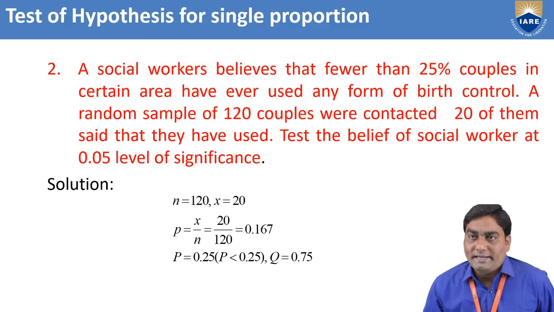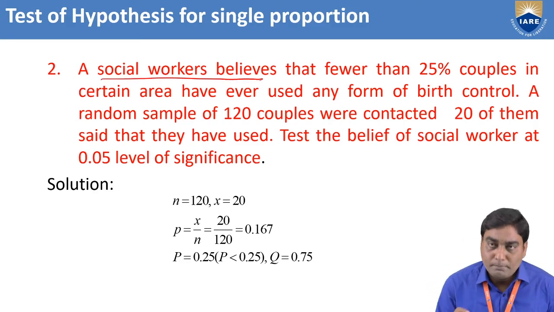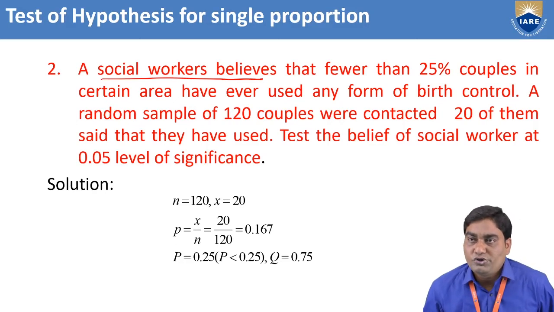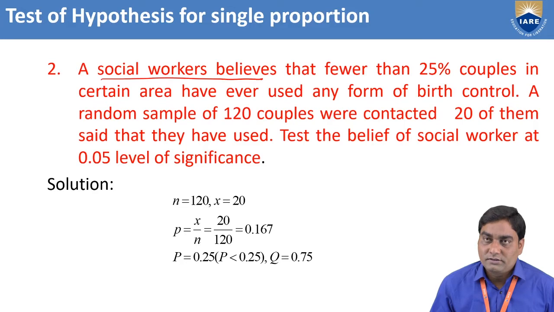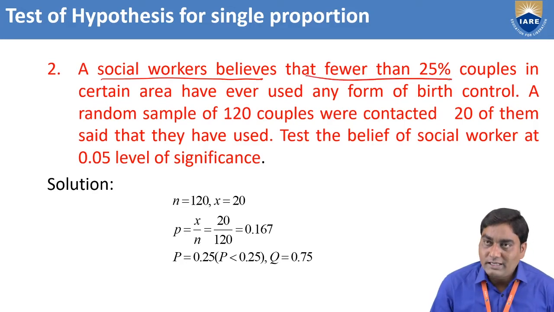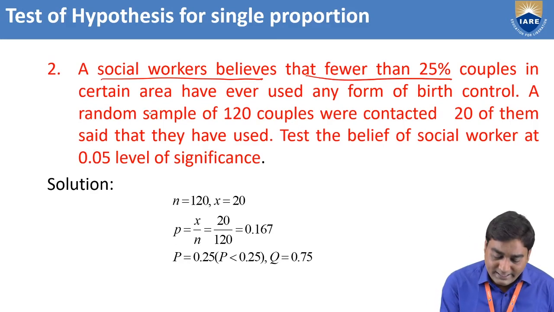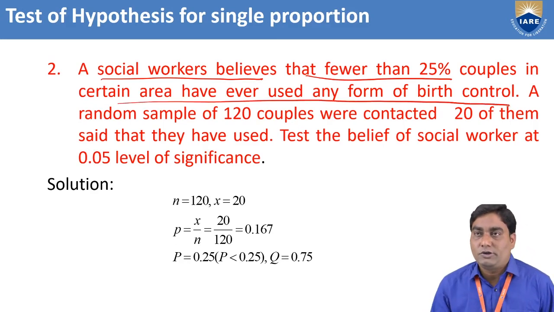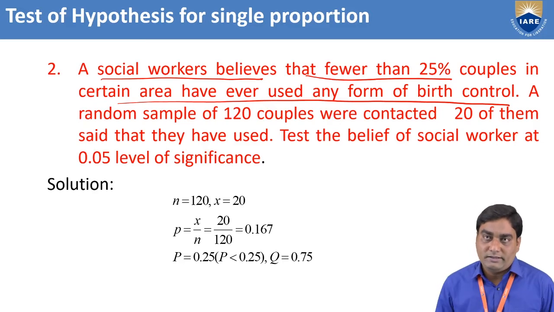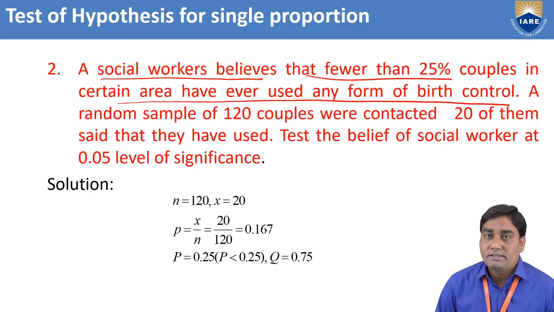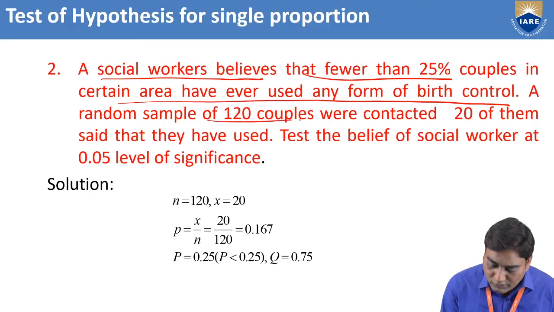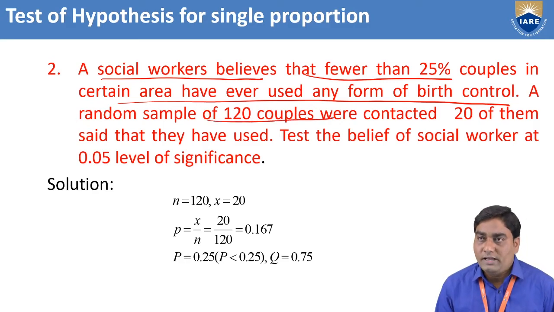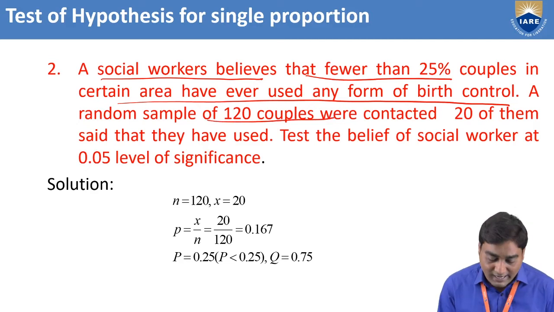Now, going to the second problem. A social worker believes that fewer than 25% of couples in a certain area have ever used any form of birth control. This is a general statement. The social worker's belief is that less than 25% of couples in the particular area have ever used any form of birth control. In that area, a random sample of 120 couples were contacted. Out of them, 20 said they have used it.